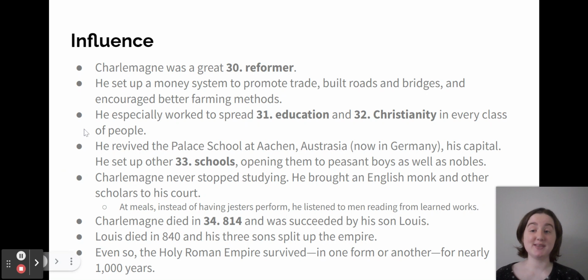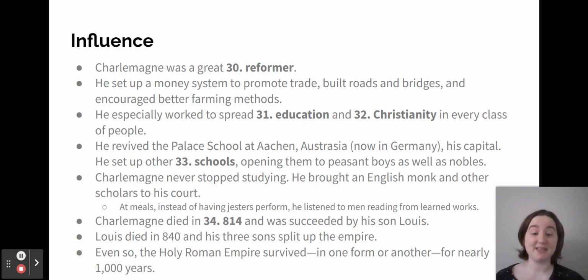So, influence. Charlemagne was a great reformer. He set up a money system to promote trade, built roads and bridges, and encouraged better farming methods. He especially worked to spread education and Christianity in every class of people. He revived the palace school at Aachen, now in Germany, which was his capital. He set up other schools, opening them to peasant boys as well as nobles.